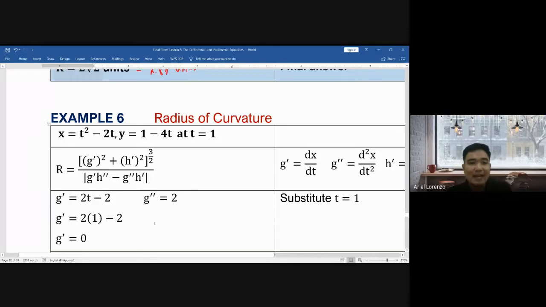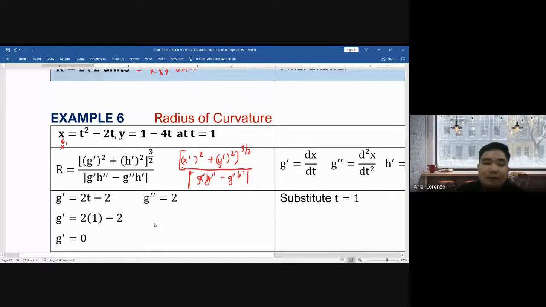So, ang mangyayari dyan is, ang g mo itong x mo. Kumbaga, ang dito, class, is x prime squared, okay, plus y prime square raised to 3 halves all over, okay, absolute value pa rin, g prime or the x prime, h double prime or that's yung y double prime minus g double prime, h prime. Nakuha? So, itong g natin magiging t squared.